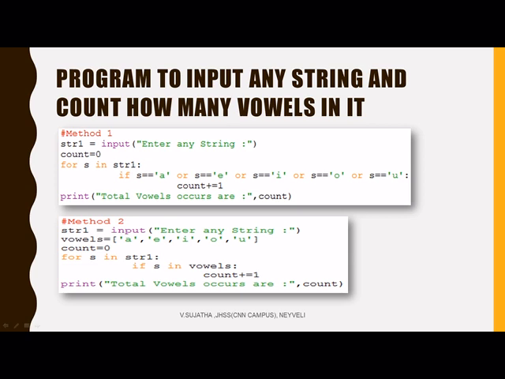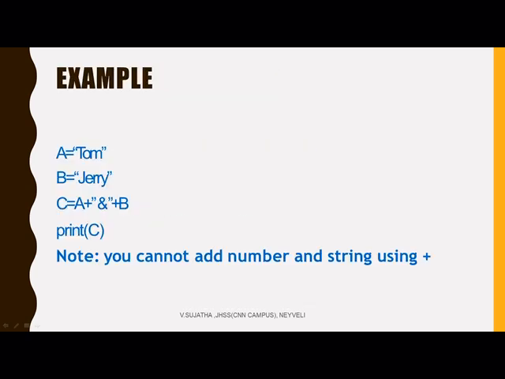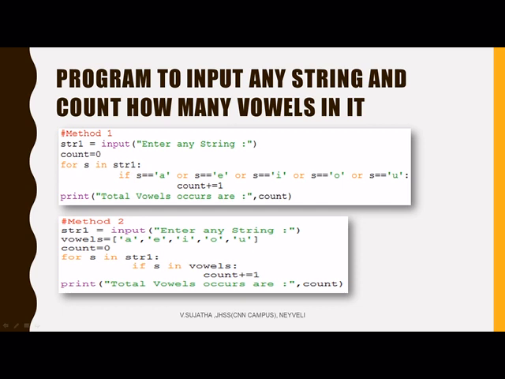Suppose all the conditions are false. For example, if your string is Javahar, the very first J will come in. Now the value of S is J. J equal to A, false; J equal to E, false; J equal to I, false; J equal to O, false; J equal to U, false. So all the conditions are false. In that case, it won't increment the count, and it will go to the next iteration and take the next character. Now the next character in Javahar is A.